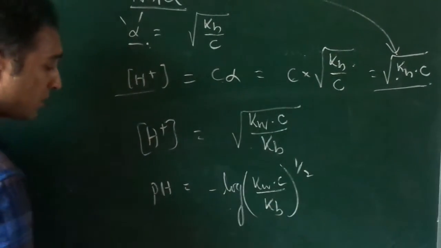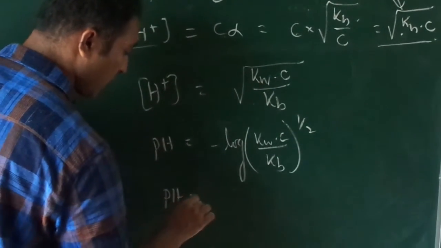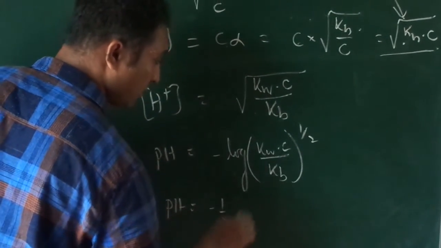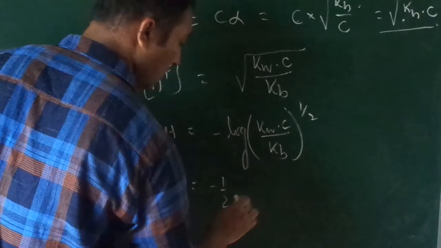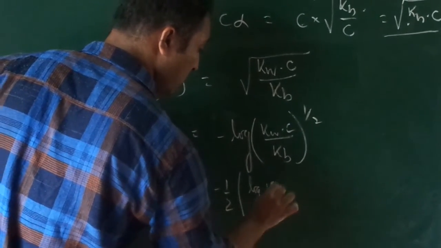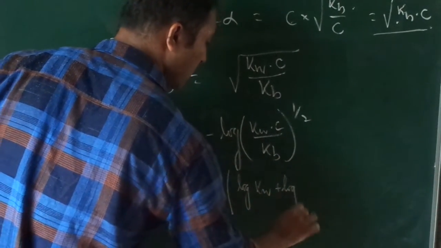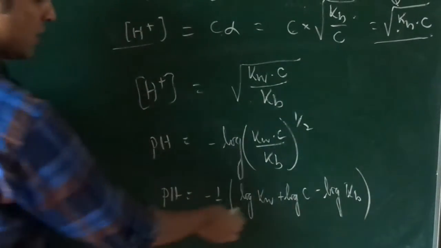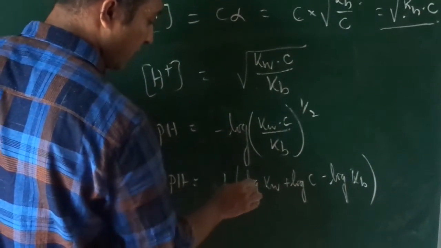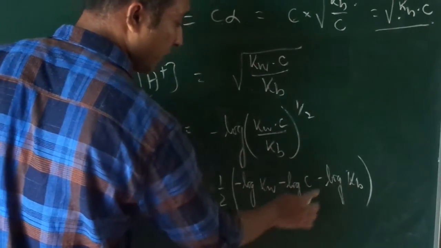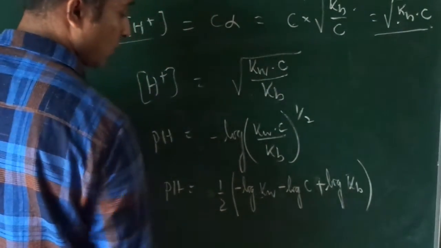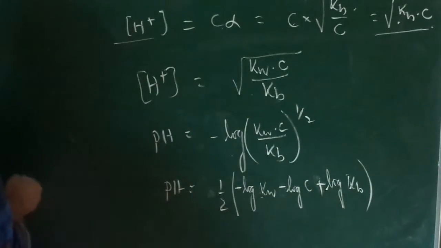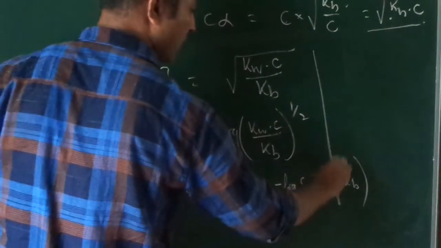This 1 by 2 comes out, and thus the working is minus half of log Kw plus log C minus log Kb, right? And thus we can put this minus sign inside, and minus log Kw is pKw. So I can easily write it from here like this.